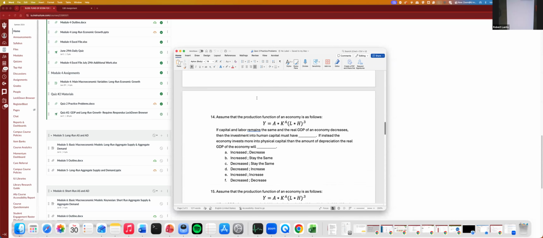So we've got a production function. You said quiz two, right? Yes. Okay. So we've got: what must the investment made into human capital do if we see that the real GDP of an economy decreases, even keeping constant physical capital and labor? And then the second part is, if instead we invest more into physical capital than the amount of depreciation, what will happen to our real GDP?